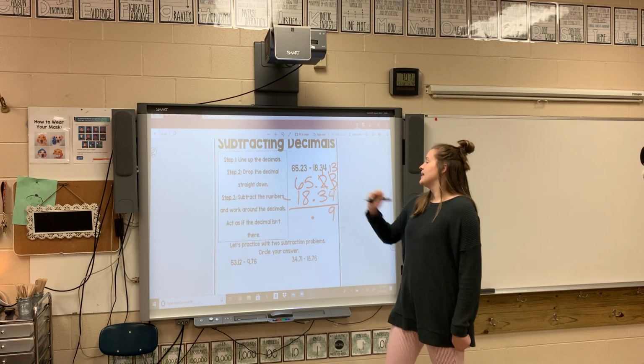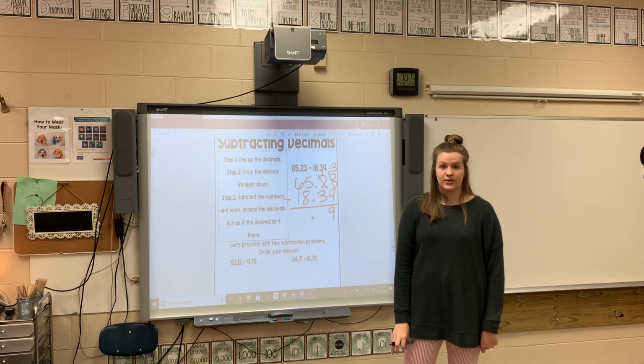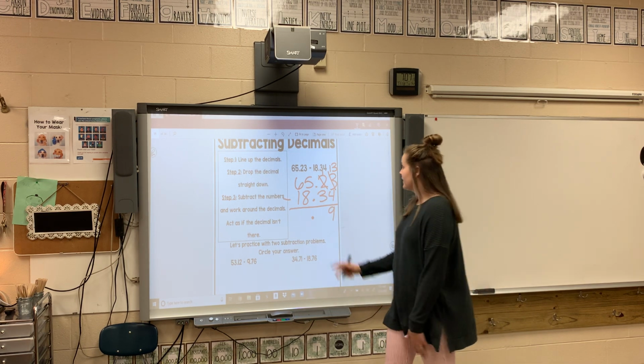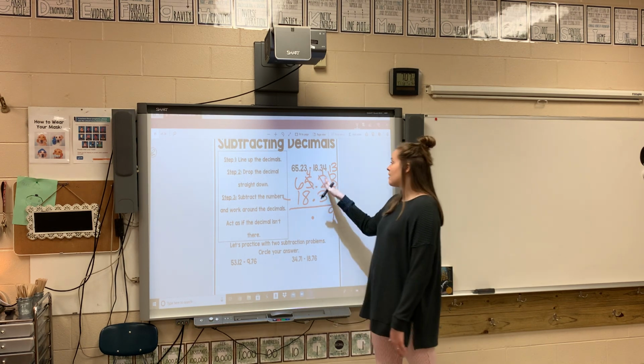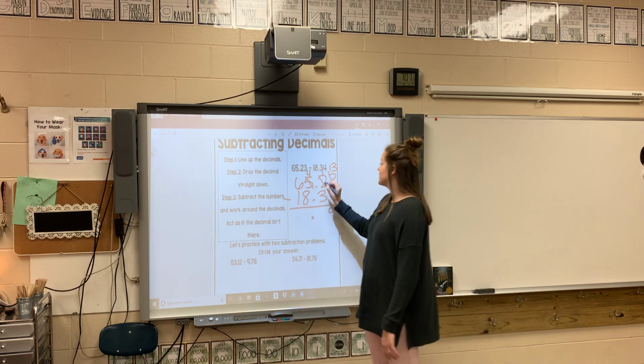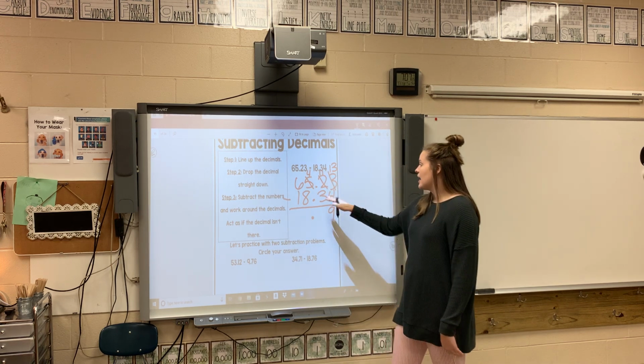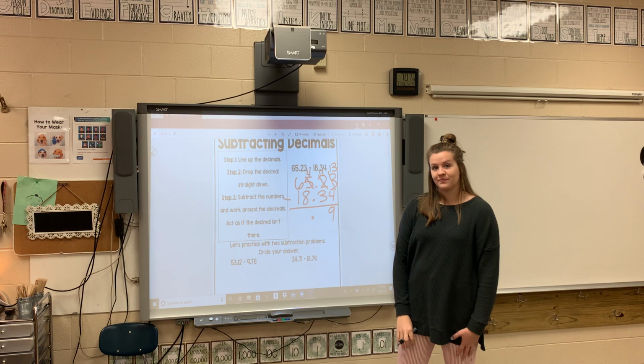Now if I have 1, can I take away 3? Nope, so I've got to regroup again. So I'll take from my 5, it becomes a 4, and I'm adding to what is now 1, so it's going to become an 11. 11 minus 3, 8.